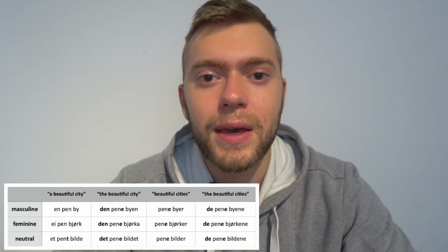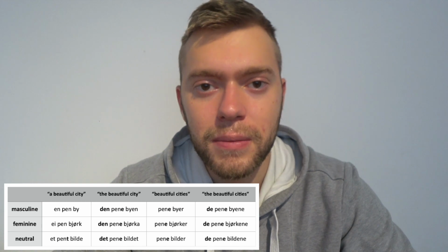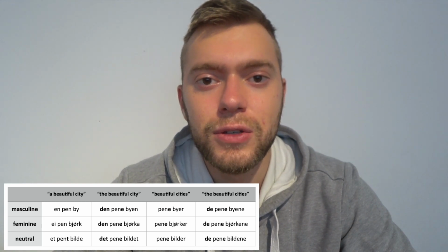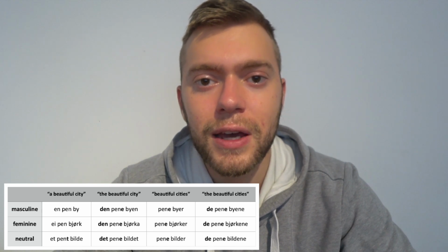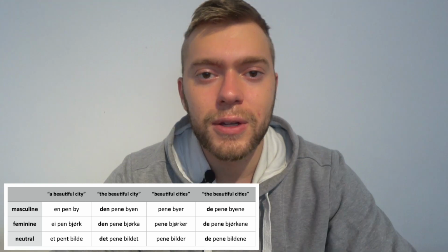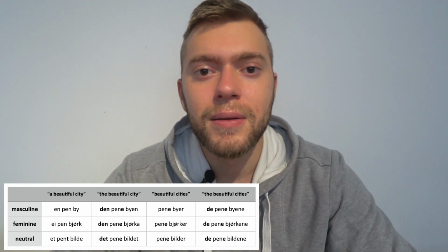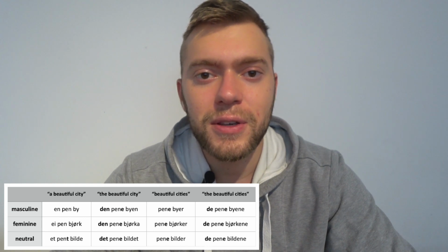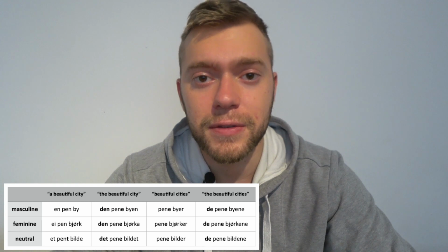Let me give you a few examples. We have en dyr bil, which means an expensive car. We have et dyrt hus, an unusual word. It means an expensive house. We can also say dyre bøker, which means expensive books. Here we use e at the end, dyre, to make plural form of the adjective.